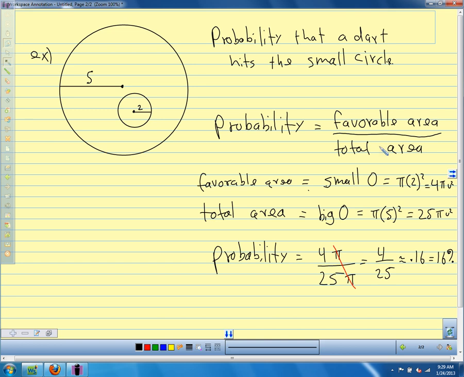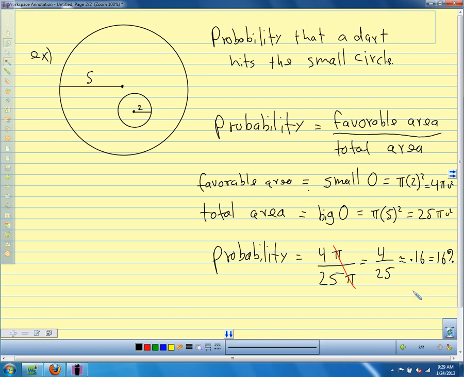It would depend on how it told you. It might say give an exact answer. If it didn't say, and you plug this into your calculator, 4 times pi, and you divide it by 25 times pi, you'd still get 0.16. So if you put 0.16 or 16%, you'd still be good. If it asked you to round to the 10th, then I would need to keep one more decimal place. So any other questions on this example?